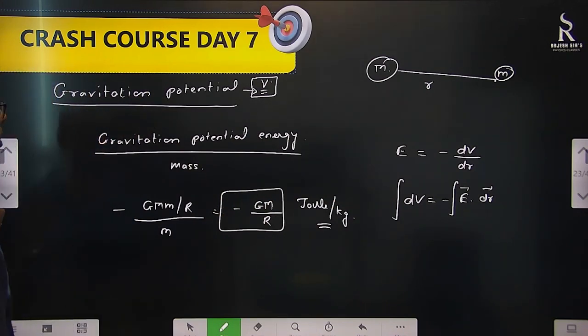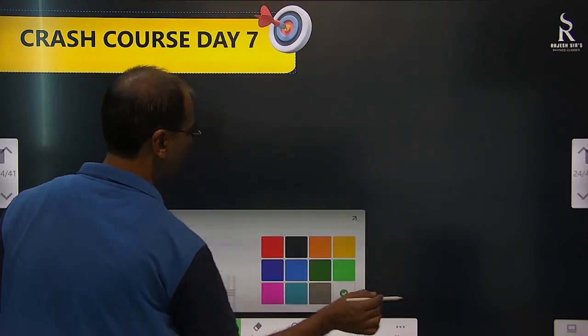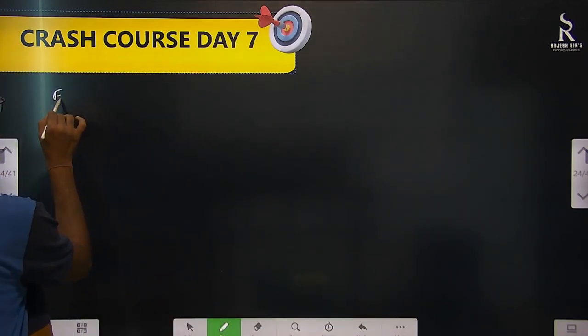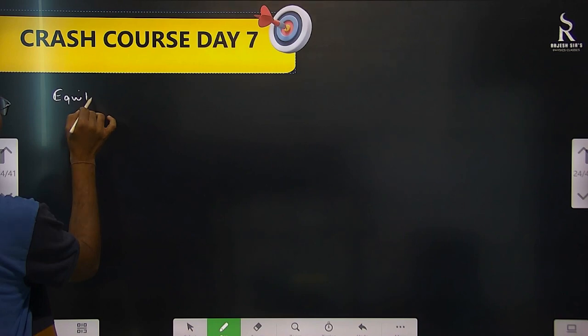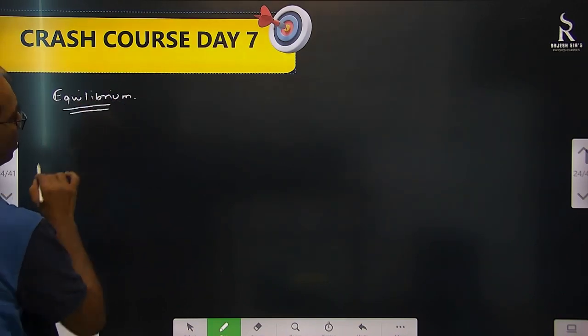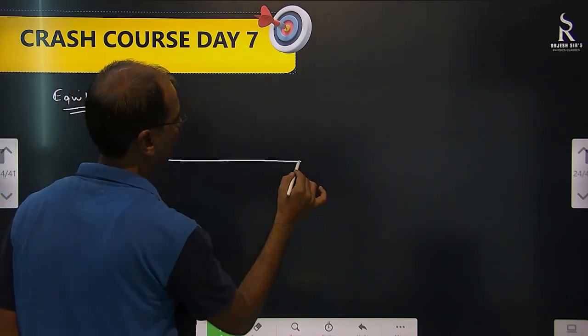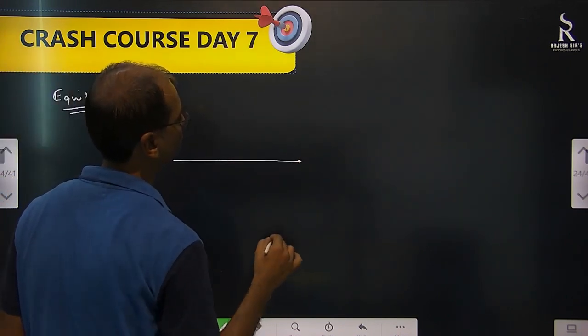Okay. Now let's do one question on equilibrium. Equilibrium we didn't do any question. Again, this is more into electrostatics, but one question we will do here also. So here is mass m and suppose here the mass is 9m.